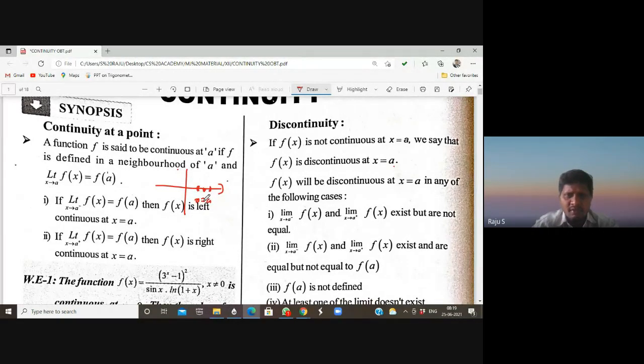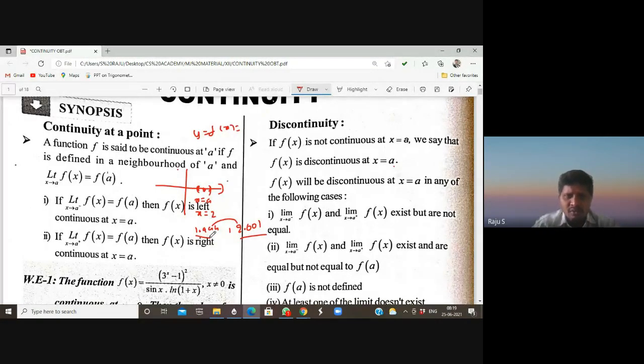This is the neighborhood. For example, x is equal to 2. At x equal to 2, I want to check the continuity of the function y is equal to f of x. So what we have to do, we can take some neighborhood of 2, meaning almost 1.999 or 2.001. These are very near to 2. At this point, you have to check the limit values.